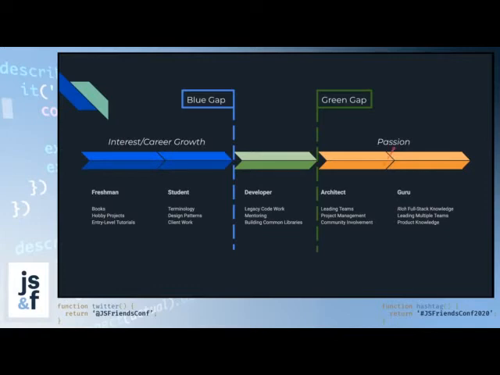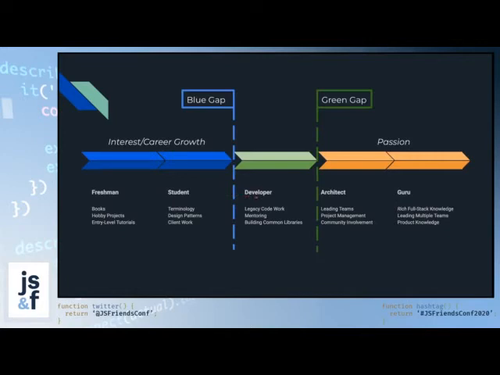So I think there's a progression here from freshman to student, and also a progression from architect to guru. I want to identify in this talk what I call two different gaps here. What we'll be referring to as the blue gap and the green gap. And the blue gap is how someone as a junior dev makes the leap to a developer role.